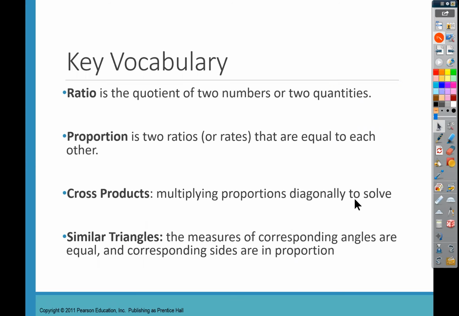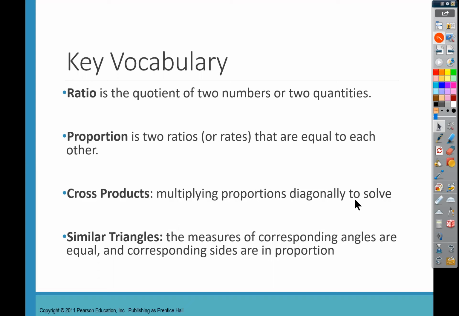Key vocabulary: a ratio is the quotient of two numbers or two quantities. A proportion is two ratios or rates that are equal to each other. So a ratio is just one quotient of two numbers. A proportion is two ratios that are equal to each other. Some people get ratio and proportion mixed up, so that's what it is.